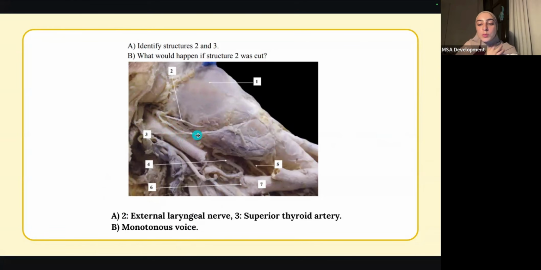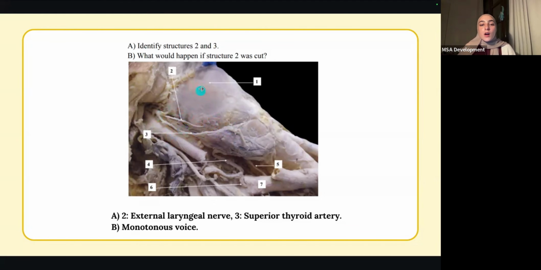I really doubt they're going to ask you specific things like these because you can't always differentiate between a nerve and an artery, but just know the nerve is piercing through the gland. The artery is just lying on it. The nerve is what pierces through.